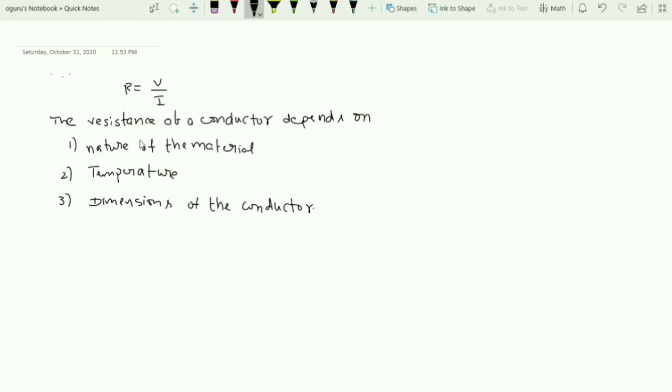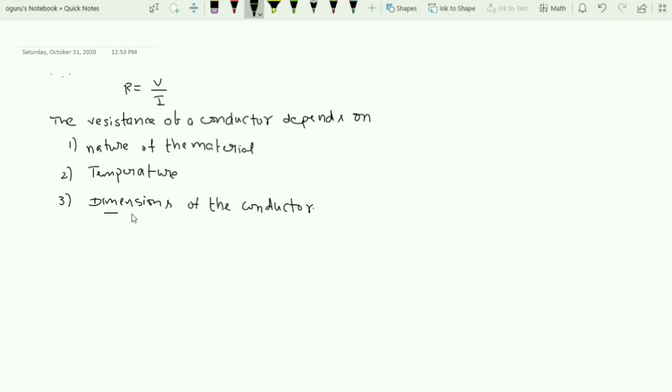Now the resistance of the conductor depends on the nature of the material. That means as the material changes, the resistance also changes. And next, temperature. And next one is dimensions of the conductor. The resistance of the conductor depends on the nature of the material, temperature and dimensions of the conductor.